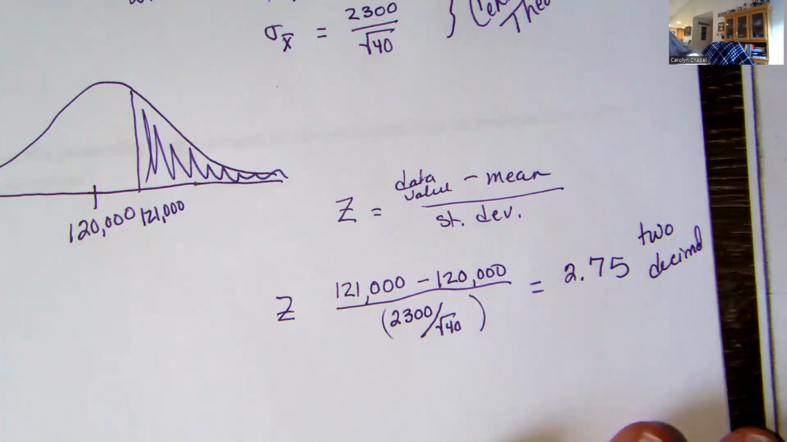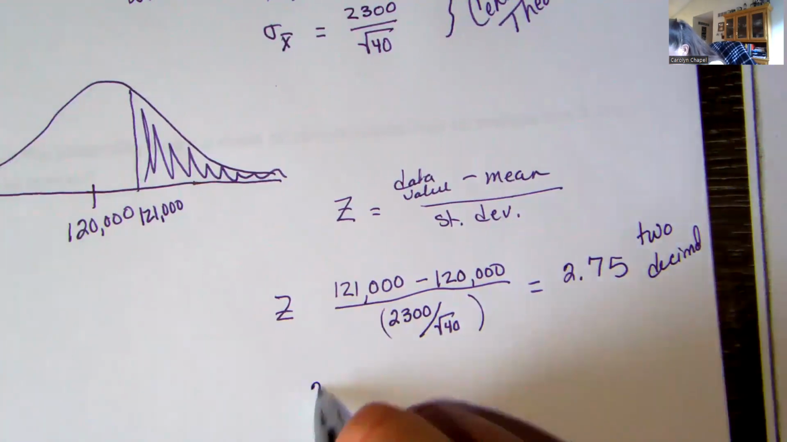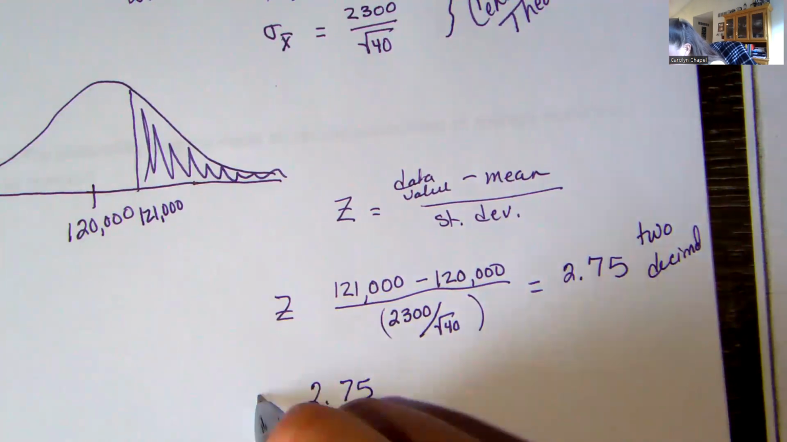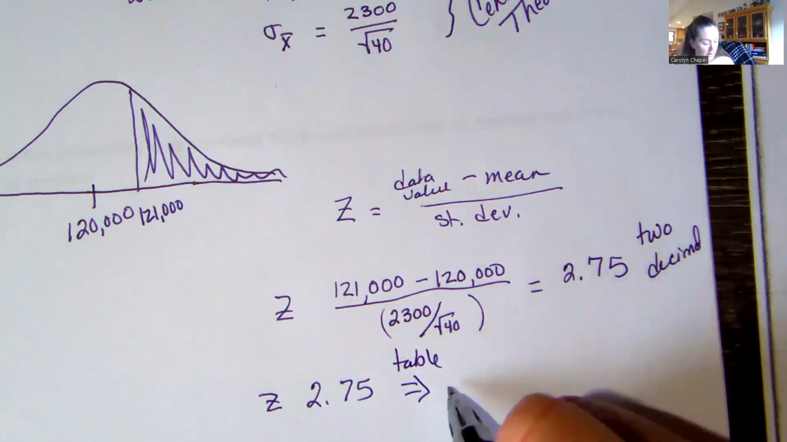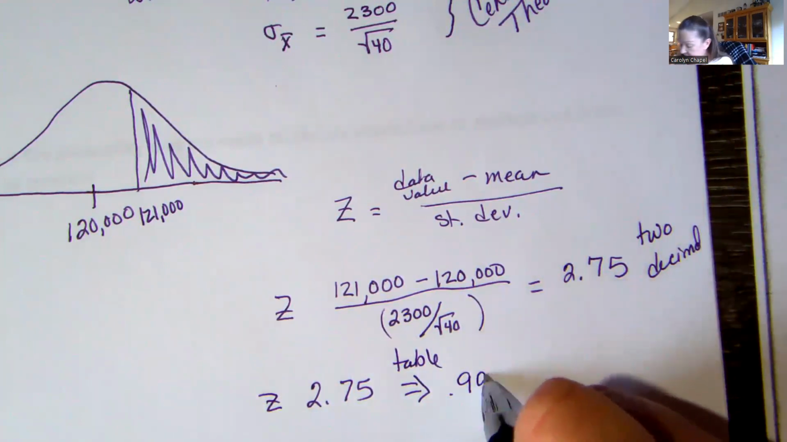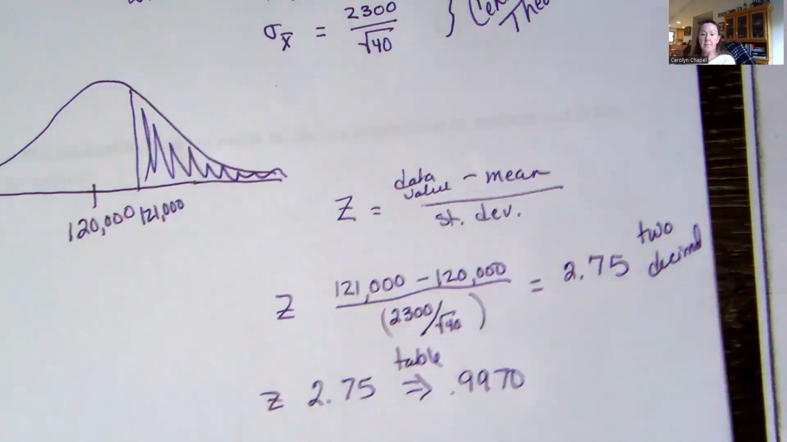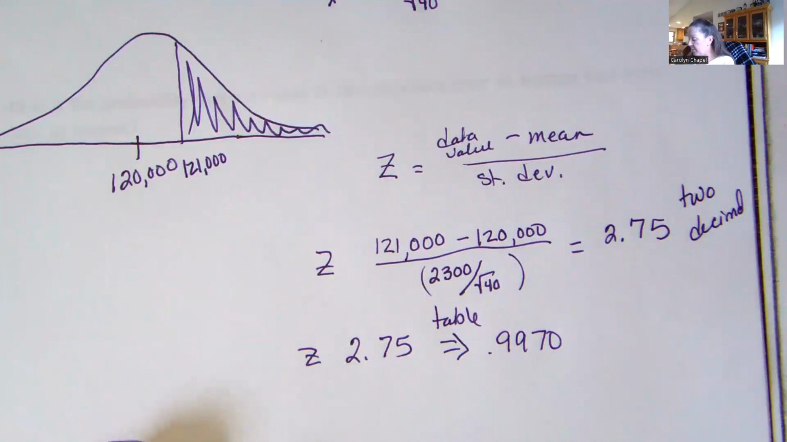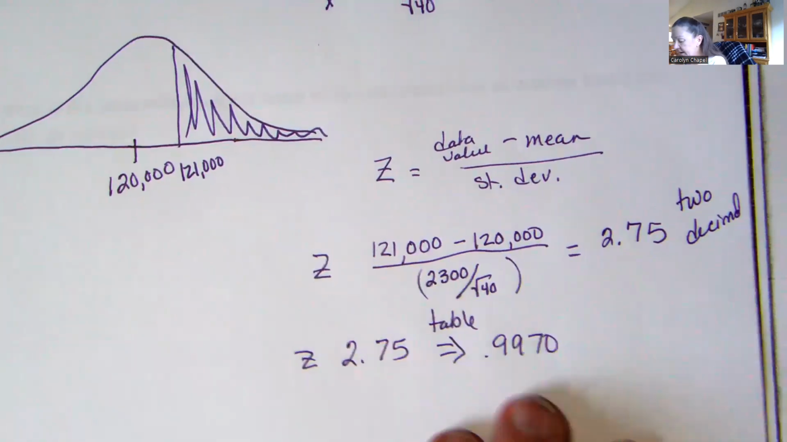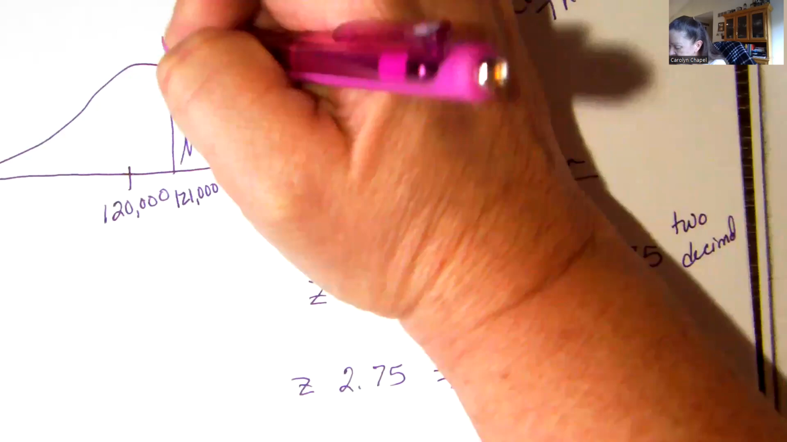I have 0.9970, so 2.75, that's my Z. Going to the table, and I come up with 0.9970. My picture's not drawn very well, but that's okay. That's the area from that point on.